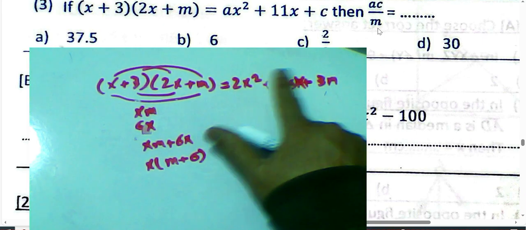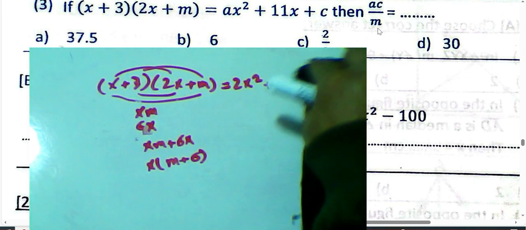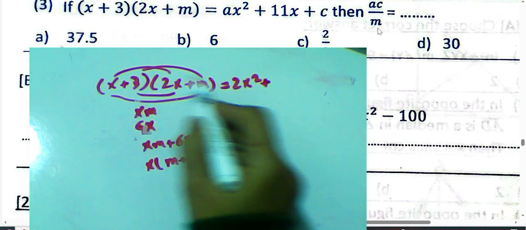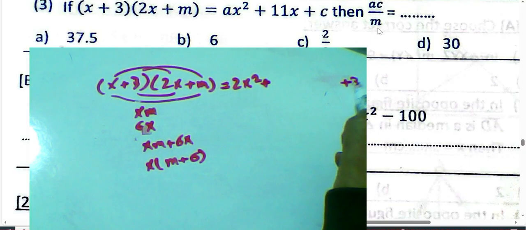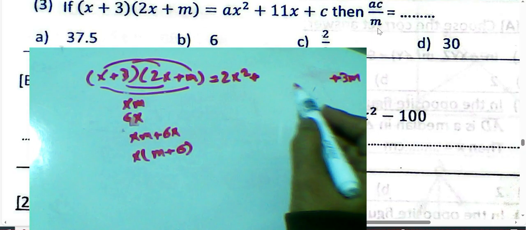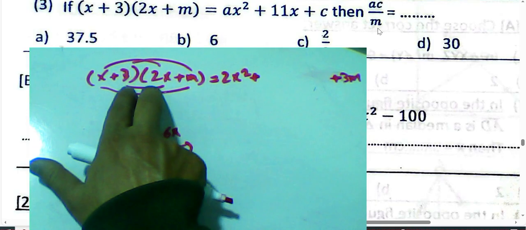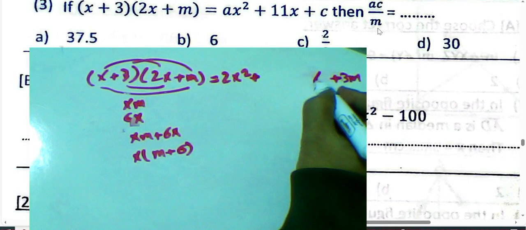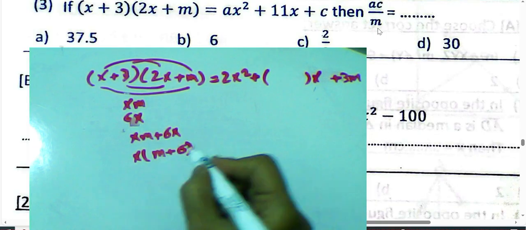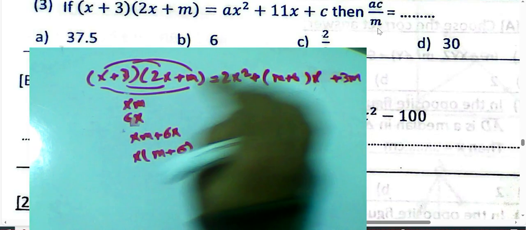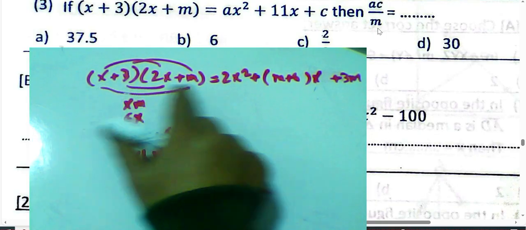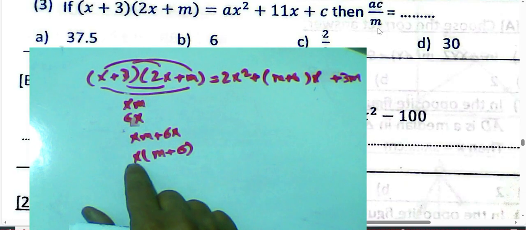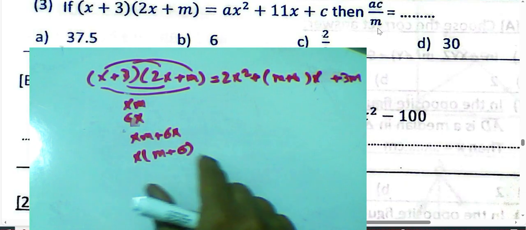Okay, listen to me, I will write it big. Understood? First by first and second by second, here 3m, and the middle term is the product of extremes plus the product of means, the sum of them, equals x times m plus 6. Okay, m times x and 6 times x. We can write x outside: x times m plus 6.